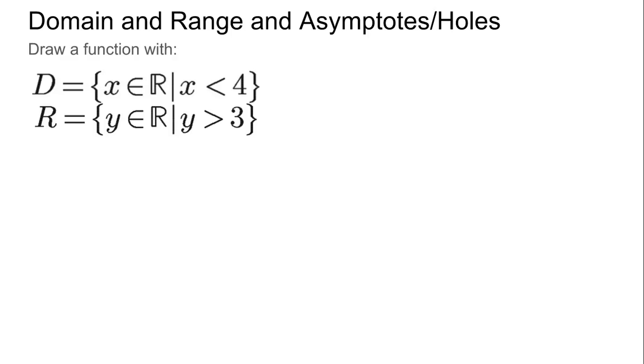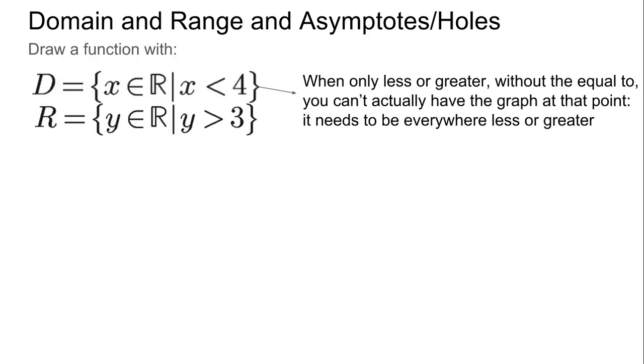So just bring us back to domain and range, asymptotes, and holes. So hole is actually a new thing today. But we're going to draw a function with x less than 4, y is greater than 3. And so whenever you have less or greater but without the equal to, you can't actually have the graph at that point. So it can't exist at 3 and it can't exist at 4. But it needs to be everywhere less or greater. So you can't even just put a point above that.